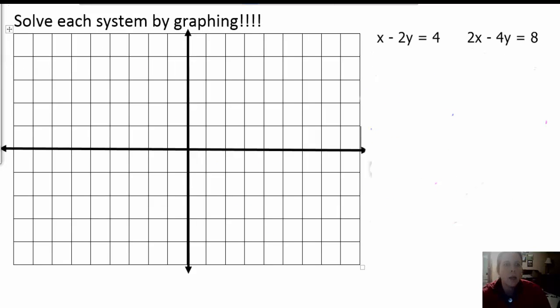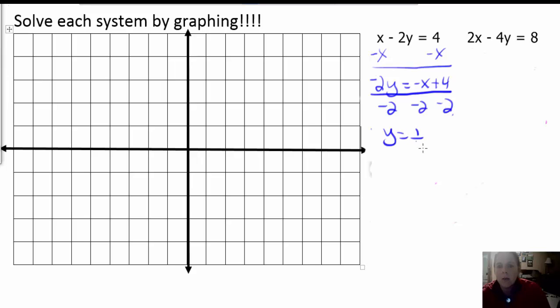On this one, we also have to solve for y. So we subtract x, subtract x. So negative 2y equals negative x plus 4. Divide everything by negative 2. So y equals, again, 1/2 x minus 2. Okay, because there's really a 1 in front of that x. All right, and it's positive because the negative divided by negative.